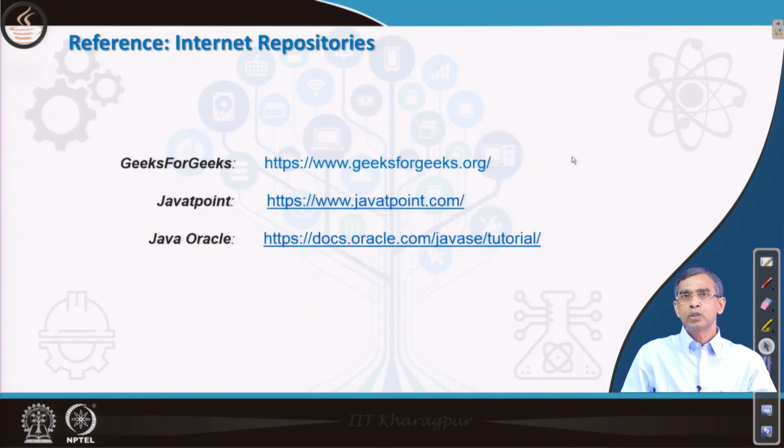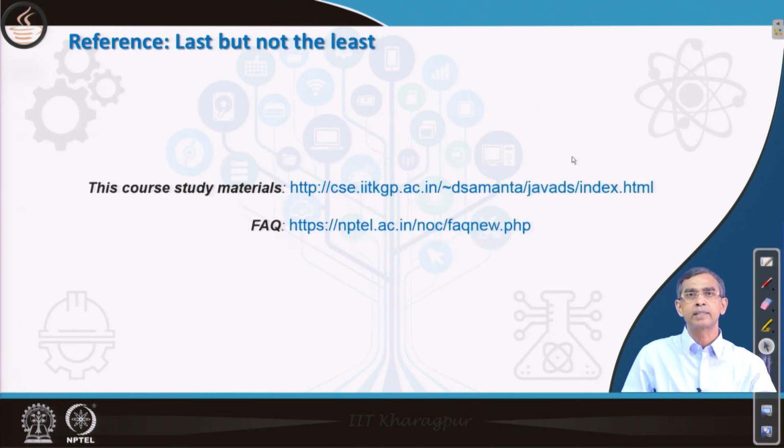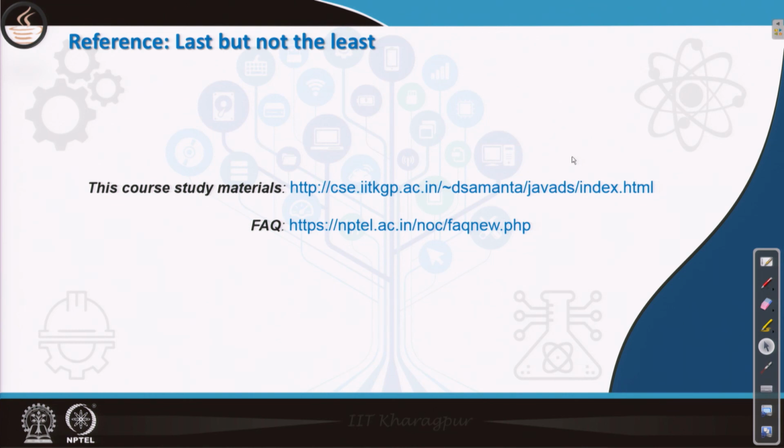Now there are many resource materials available on the net. Here for example I have given 3 links. One is GeeksforGeeks, Javatpoint, and the Java Oracle website, which is the official website for Java programming, where you can get everything in detail. In addition to this course, video lectures and everything, we have planned to have all the materials that will be covered related to these subjects. You can have a link from which you can get them. All the programs that will be covered in this course you will also be able to get from there.